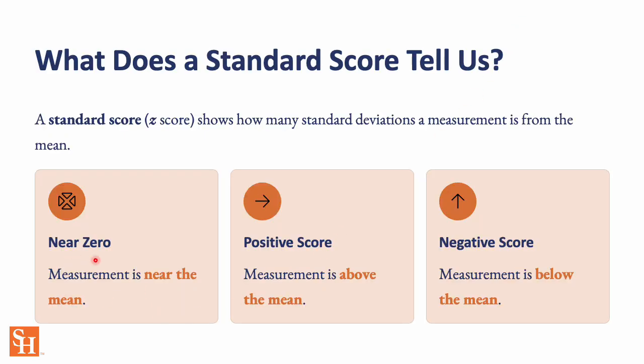If the Z-score value is near 0, that means the measurement is near the mean. If the Z-score value is positive, that means the measurement is above the mean. And if the Z-score is negative, that means the measurement is below the mean.